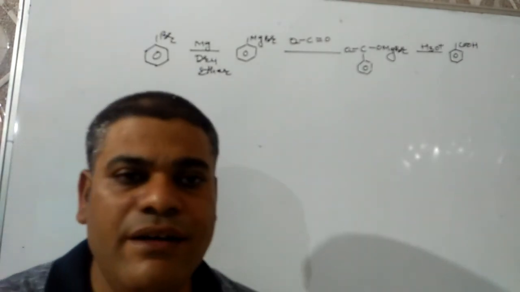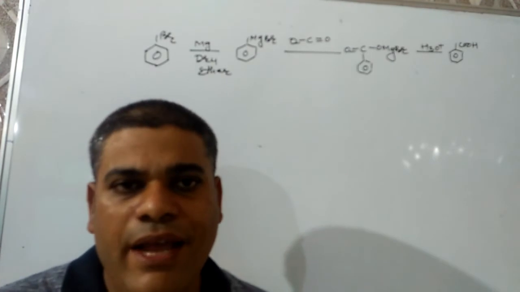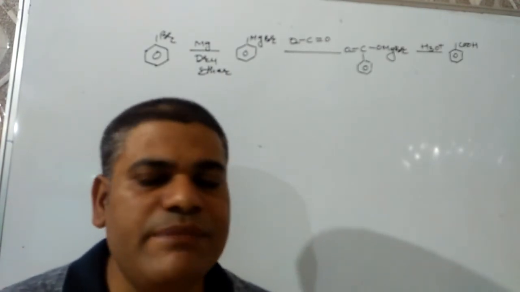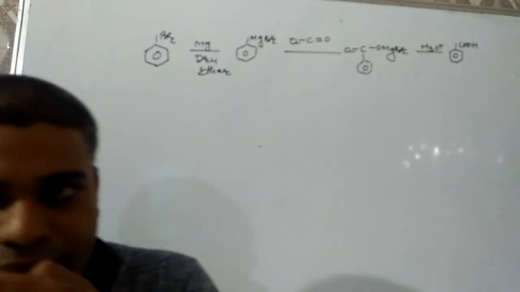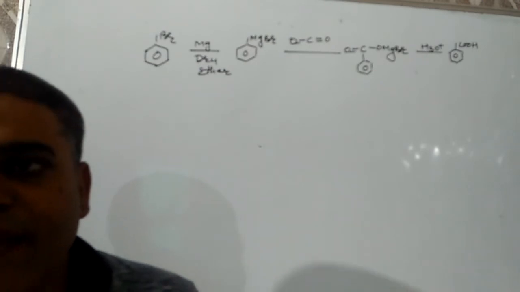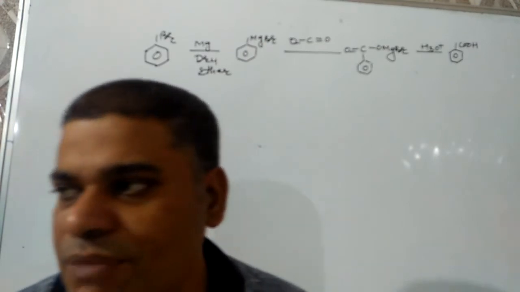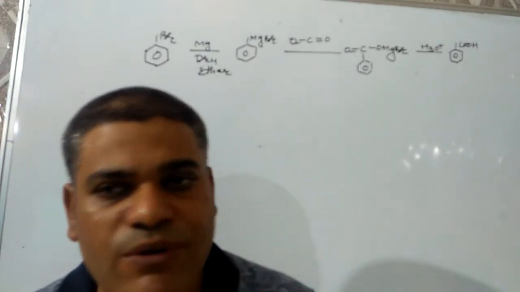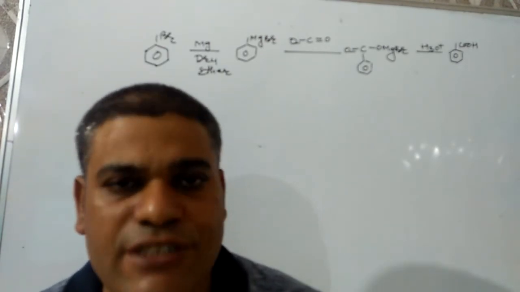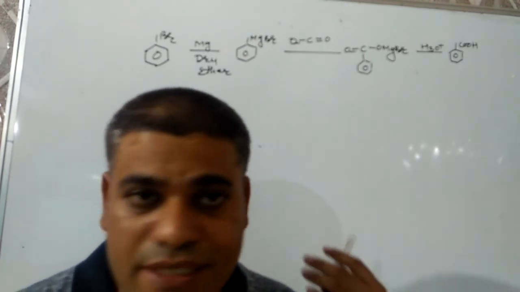And the last method to prepare haloarenes is a very important method, and I am going to make a table. That table is very important for your board exams as well as your competitive exams, and it is going to be used in each and every chapter of amines. That is from aniline. For preparation of haloarenes from aniline, we first have to convert aniline into benzene diazonium chloride, and then the further conversions can be done. So I am discussing that table.